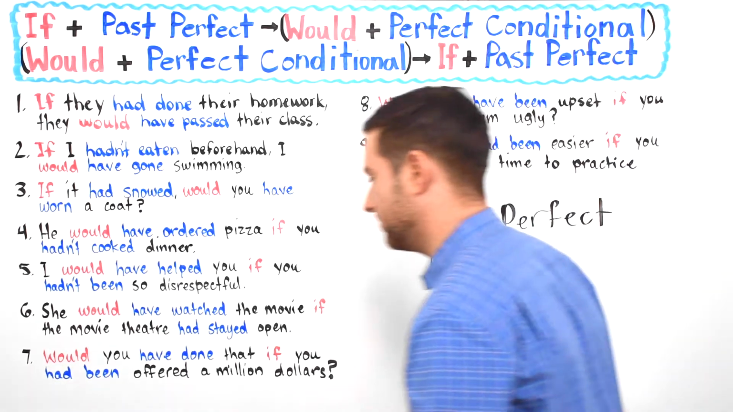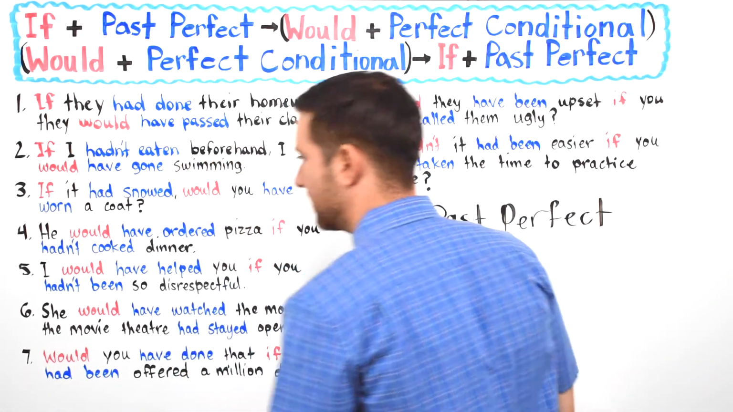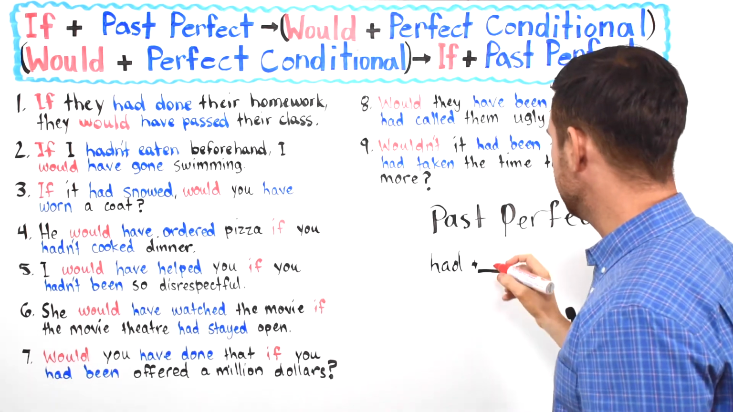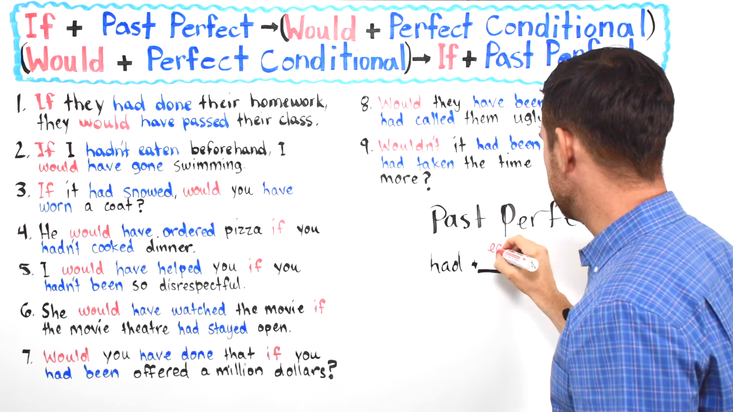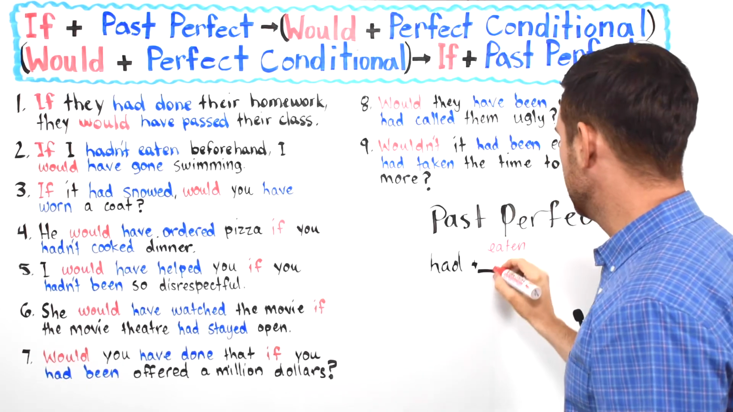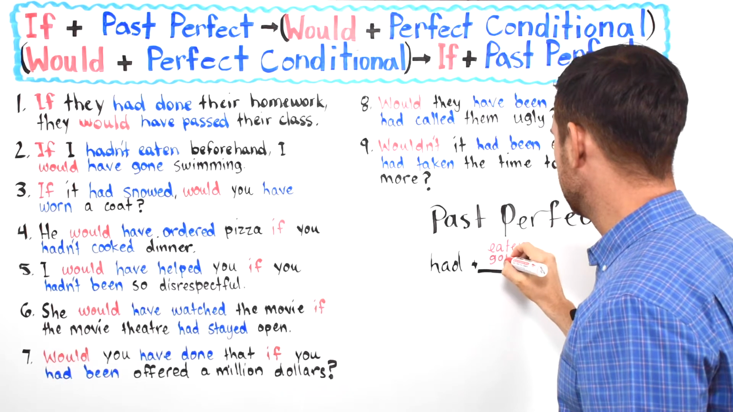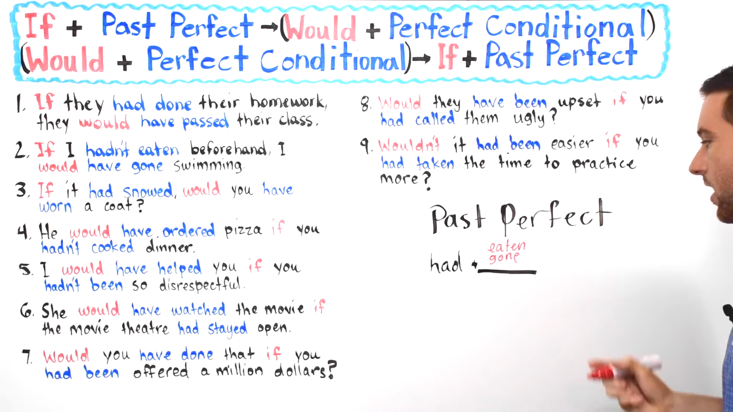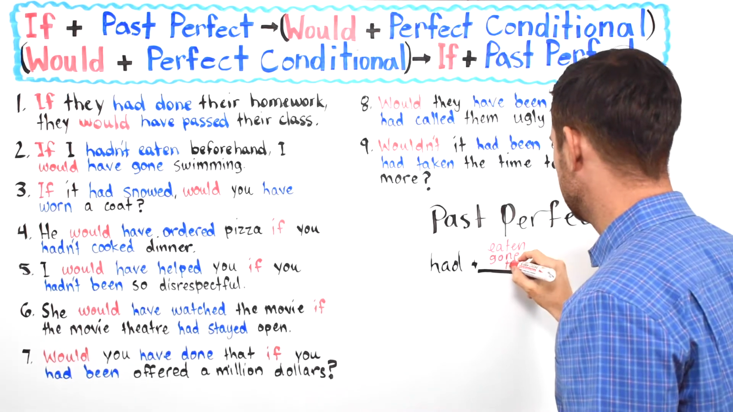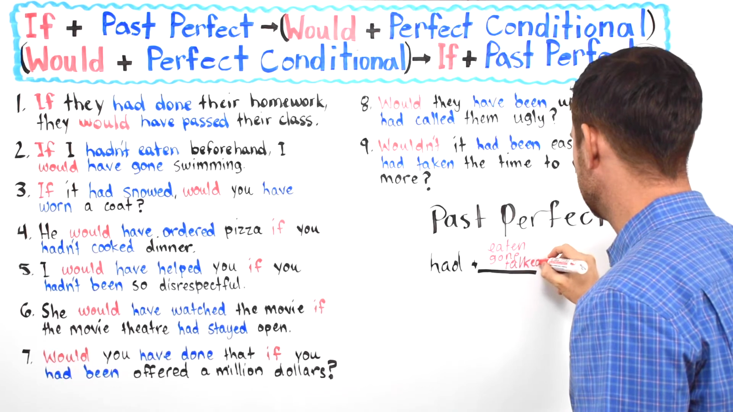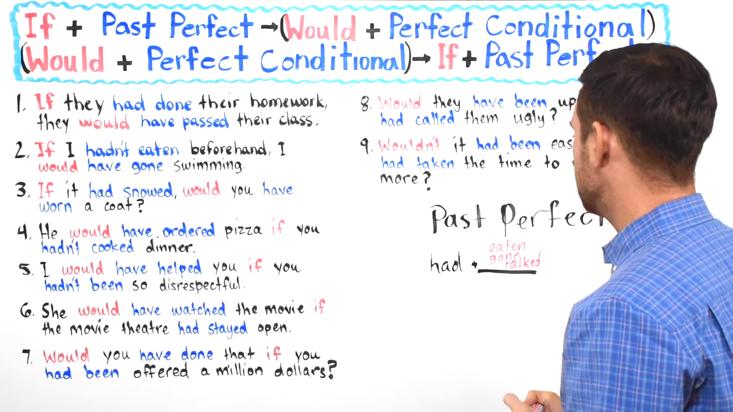So for example, let's talk about the verb to eat, okay? So what's the past of to eat? It would be eaten. Or to go, it would be gone. Or how about talk? Okay, it would be talked. So that's the past perfect.